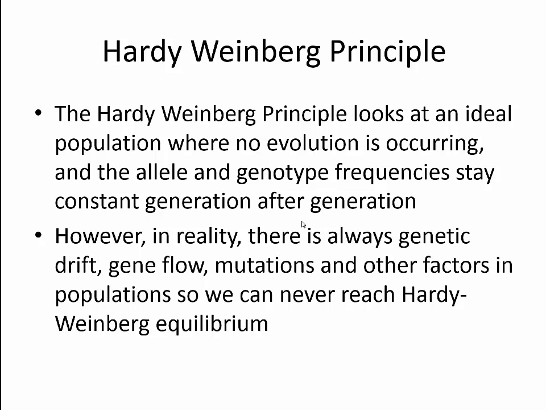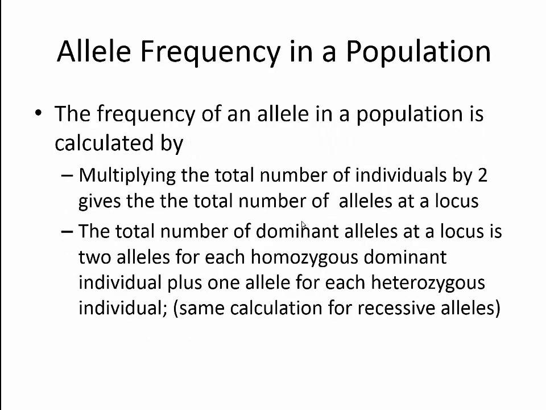The Hardy-Weinberg principle looks at an ideal population where no evolution is occurring, and the allele and the genotype frequencies stay constant generation after generation. And we know that never happens. However, in reality, there's always genetic drift, there's always gene flow, there are always mutations, and there are always other factors in populations, so we can never reach Hardy-Weinberg equilibrium. We shouldn't.